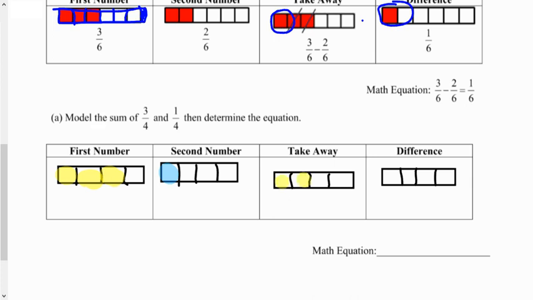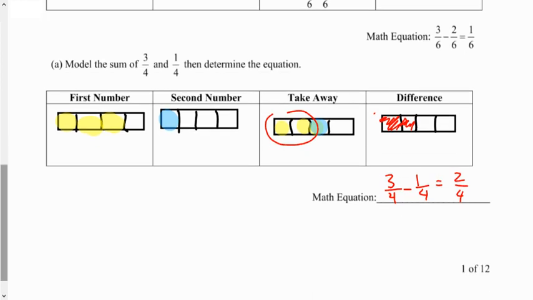Again, this might seem very simplistic to you, but the idea here is that one's going to go away, and all that we're left with is just these two. In other words, we're going to have 2/4 left. So we can say that 3/4 minus 1/4 equals 2/4.